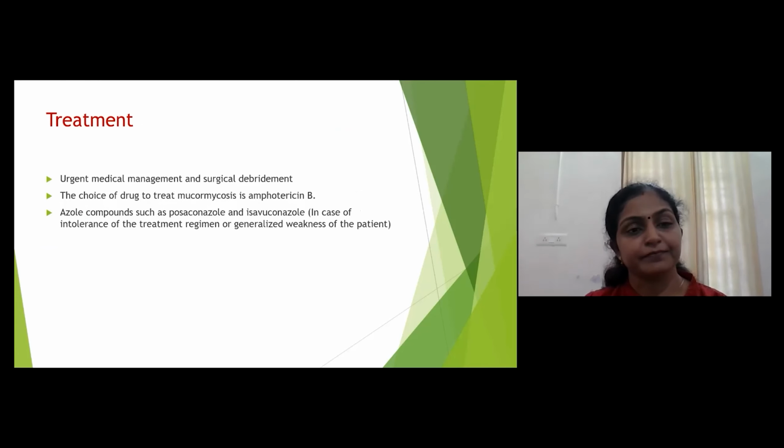Treatment given: urgent medical management and surgical debridement. The choice of drug to treat mucormycosis is amphotericin B. Azole compounds such as posaconazole and isavuconazole are used in case of intolerance of the treatment regimen or generalized weakness of the patient.